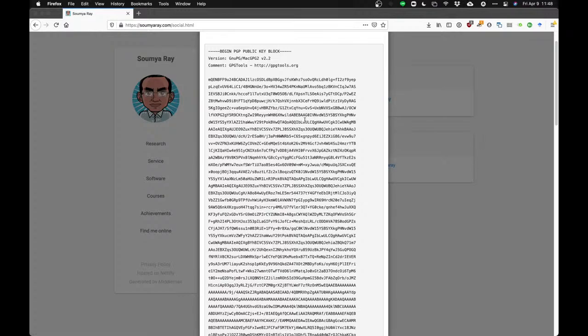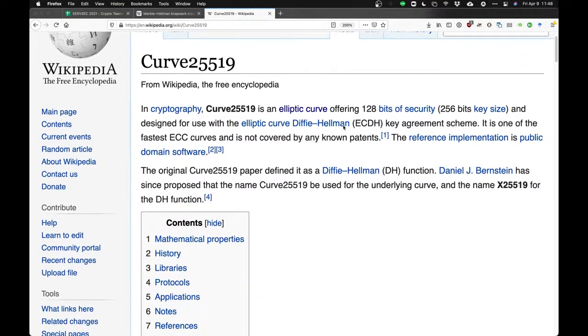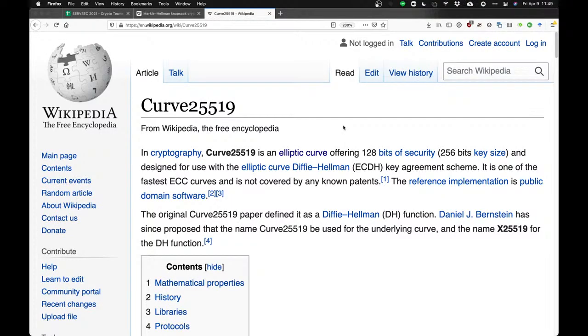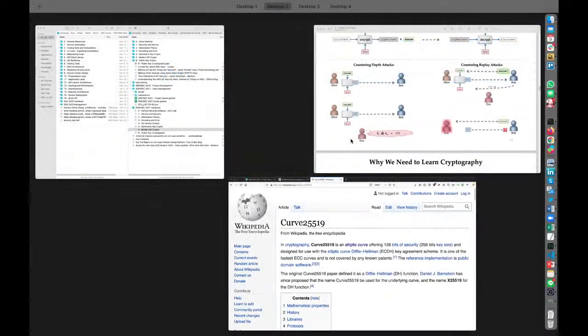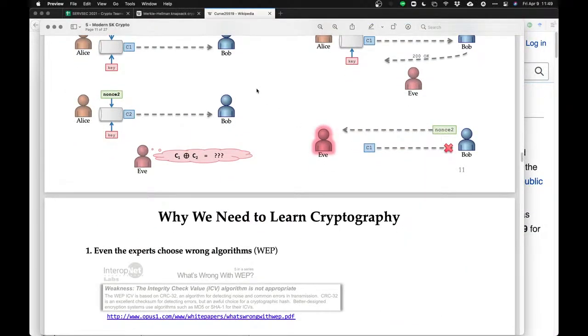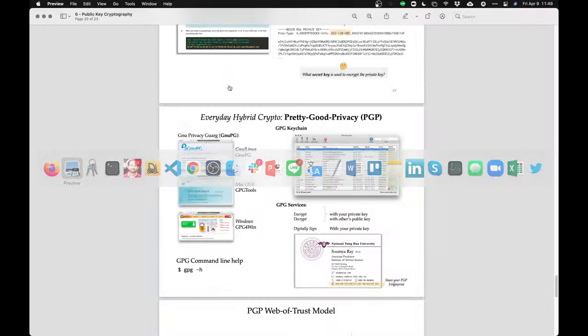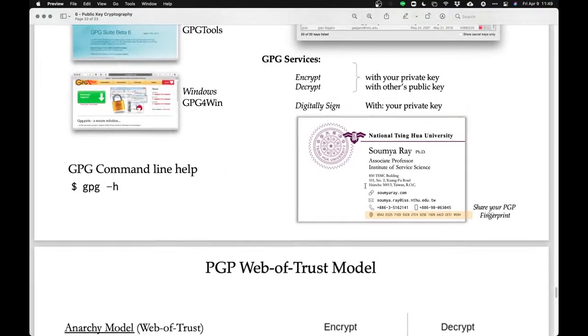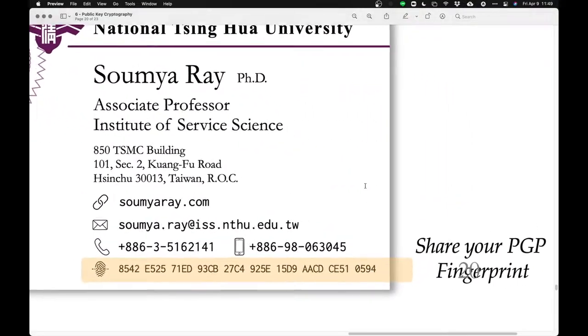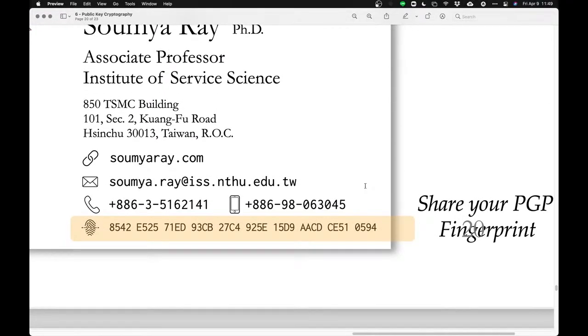Okay. How do you ask me for my hash? You come to me and say, Somia, can I have your hash? And I say, yes, you can have my hash. I am carrying it all the time with me. It's actually on my business card. If we go back to my business card, I actually put what I call the fingerprints. I have my PGP key fingerprint right here.